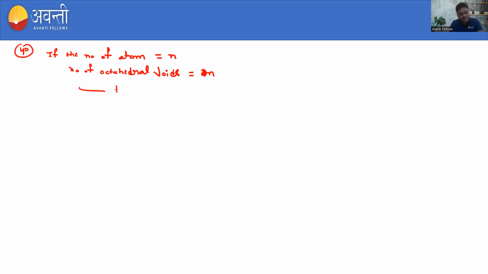Now, what about the tetrahedral voids? We all know the tetrahedral voids are twice the octahedral voids. So how much will the tetrahedral voids be here? 2n. So this will become 2n. Now take the sum of octahedral and tetrahedral voids. So this will be 2n plus n, which comes out to be 3n.